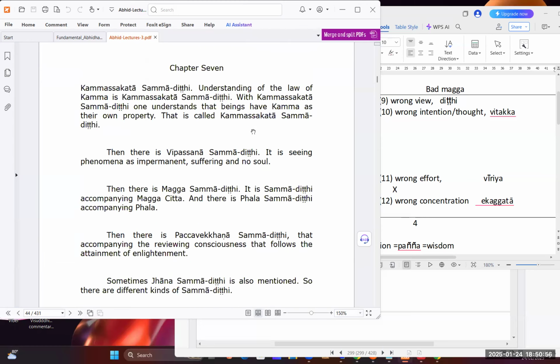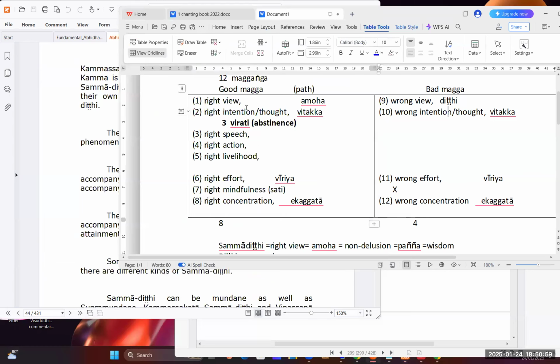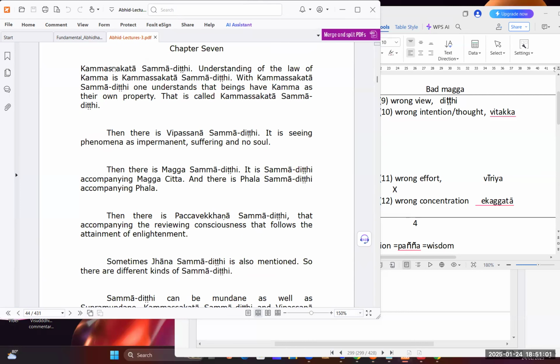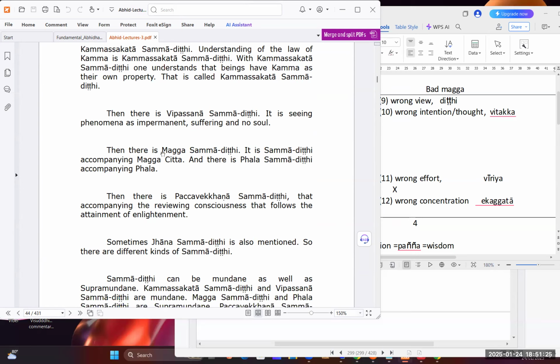So here we have different kinds of samadhi. First is karma sakata, which means you believe in the working of karma. This is one of the right views. The second one is vipassana. You see things as impermanent, suffering, and non-self, which is also right view. This one, magga and phala, has to do with enlightenment. When somebody reaches magga and phala, it means at the enlightenment level. So this one will be supramundane.